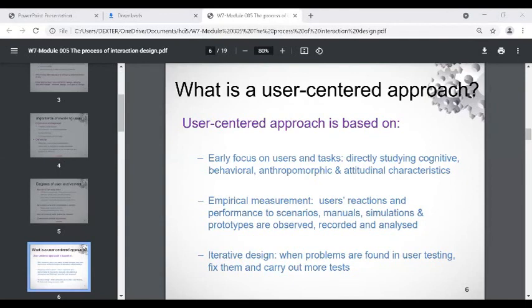So we also have iterative design. When problems are found in user testing, they are fixed and then more tests and observation are carried out to see the effects of the fixes. This means the design and the development is iterative, with a cycle of design, test, measure, redesign being repeated as often as necessary. So iteration allows the design to be refined based on the feedback.